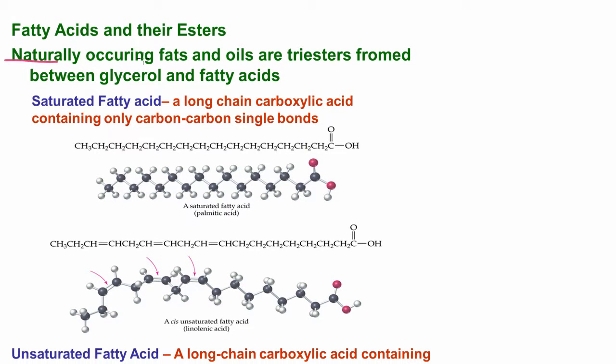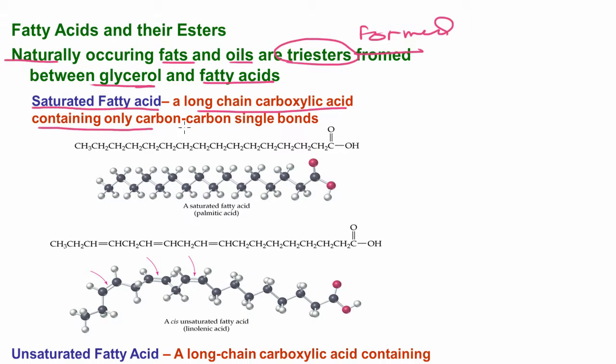It turns out that naturally occurring fats and oils are what we call triesters, and they are formed between glycerol and fatty acids. Remember, glycerol is a trialcohol. So let's first go ahead and define a saturated fatty acid. This is a long chain carboxylic acid that only contains carbon-carbon single bonds. Remember, saturated means carbon-carbon single bonds. So this here is palmitic acid, and this is a saturated fatty acid.